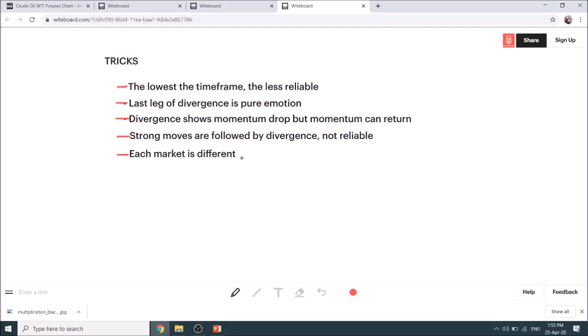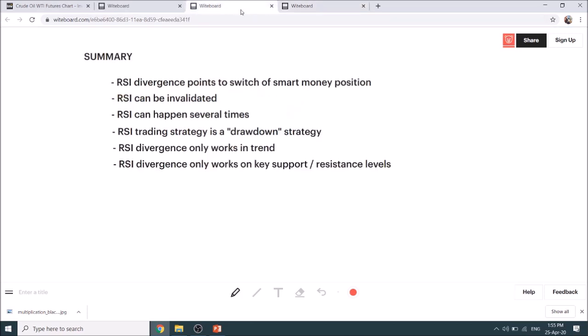Some are reacting very quickly after divergence, some are not, and also some are reacting more on the daily chart, some other on a 4-hour chart. So it all depends. You need to know your market. So yes, that's about it. I think I went through the main points, so here is a quick summary of what I just explained.